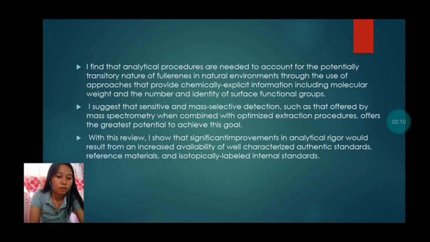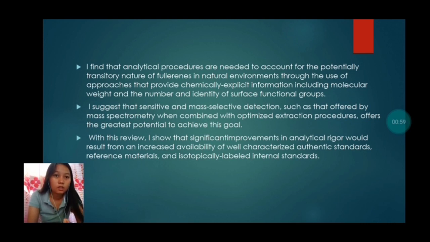Fullerene nanomaterials may therefore defy the application of any single analytical method that is applied with the assumption that fullerenes have but one defining characteristic. First, I find that analytical procedures are needed to account for the potential transitory nature of fullerenes in the natural environment through the use of approaches that provide chemically explicit information, including molecular weight and the number and identity of surface functional groups. Second, I suggest that sensitive and mass selective detection, such as that offered by mass spectrometry when combined with optimized extraction procedures, offers the greatest potential to achieve this goal.